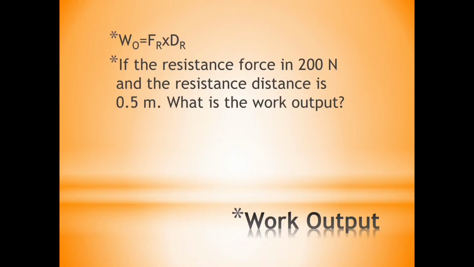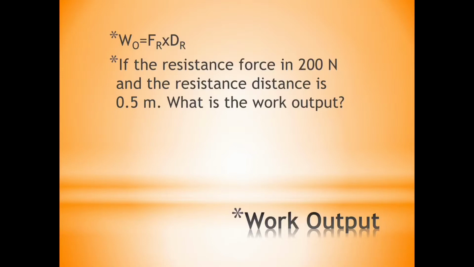And now we're going to talk about how to calculate work output. So the equation for work output is WO equals resistance distance times resistance force. And again, work output is the work that the machine is doing on the load. So that's why we're using resistance distance and resistance force, because these are related to the load.